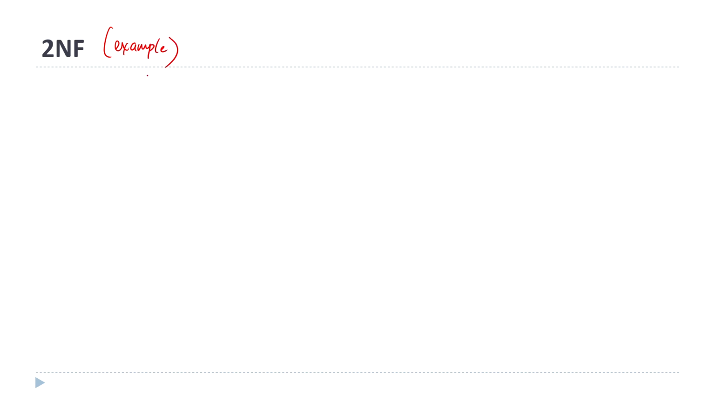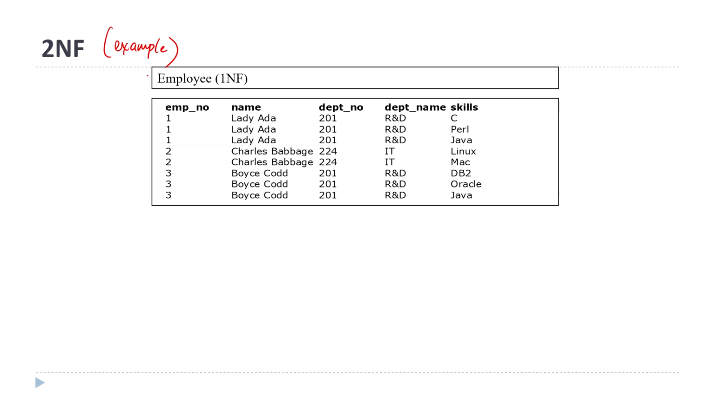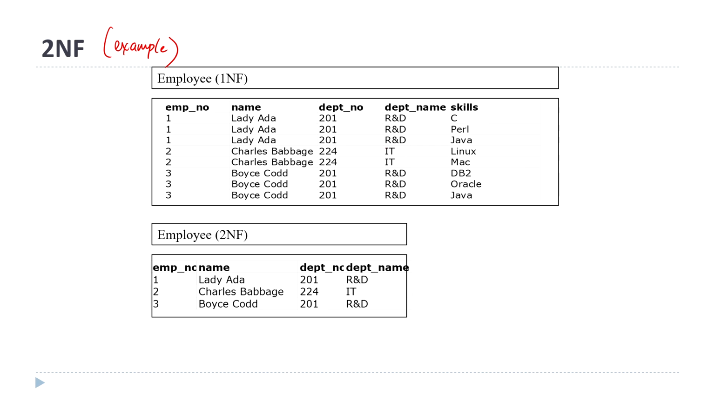See the example of it. So, the table that is in the 1NF form, the employee number, name with the skills and everything, which was reduced from the unnormalized form to 1NF. What we do is we first create a table, because remember the process. What is the process? The process is to break it into smaller subset tables, okay, so that the functional dependency can be maintained.